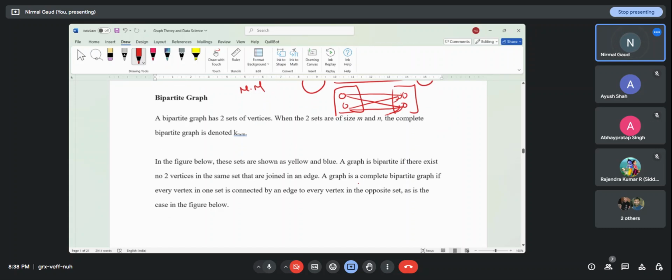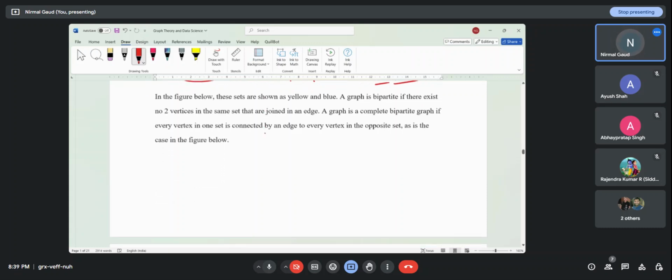From that, one more category of graph came: bipartite. I think from the name itself it is clear. Bipart means you have to divide the graph into two parts. That is bipartite. Break it into two parts. So we have two sets, of size m and n. That is a bipartite graph.